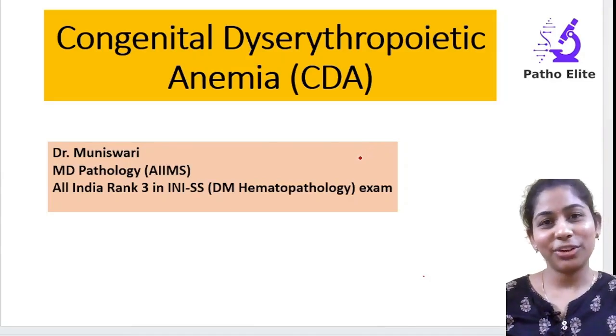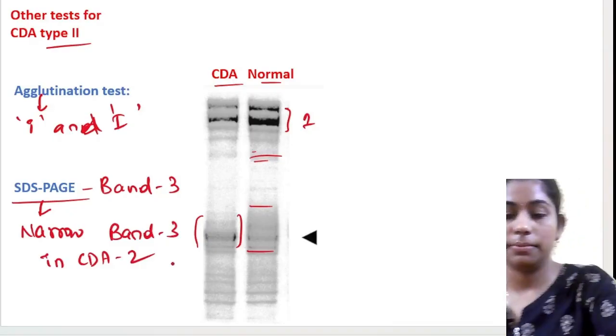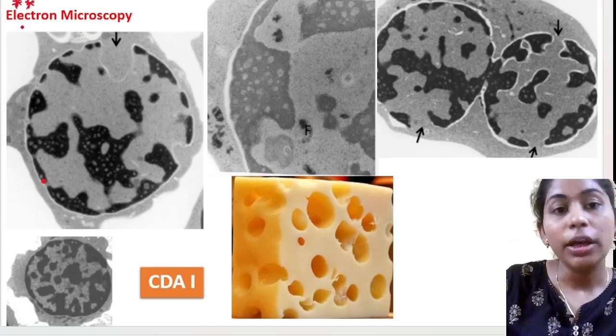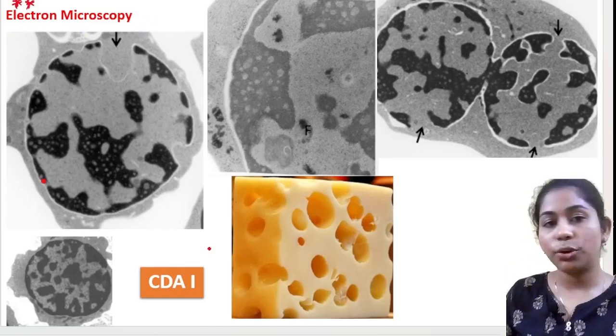Hi everyone, today we are going to discuss another important topic, that is congenital dyserythropoietic anemia. Okay, so we are done with the CDA type 2 other tests. Then the most important test that we will do in CDA is electron microscopy. Everyone knows this. By this time you all got this.